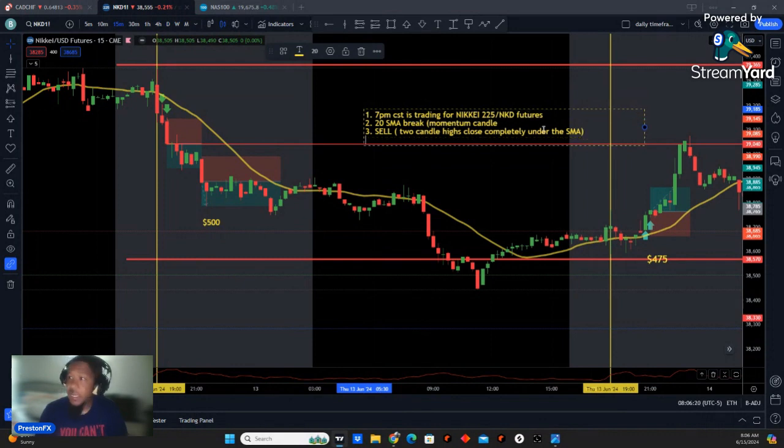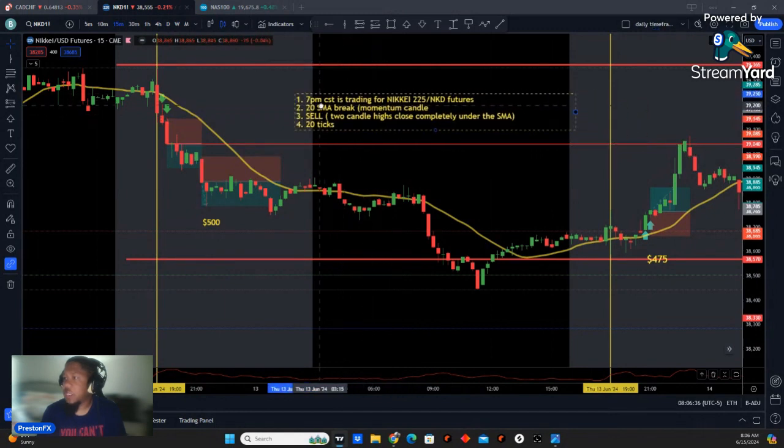And 20 points. I'm sorry, 20 ticks. That's all we're looking for. In and out, in and out. It has to be momentum candles, as you can see right here. So screenshot this, do what you have to do. These are the rules, pretty plain and simple. Don't complicate nothing.